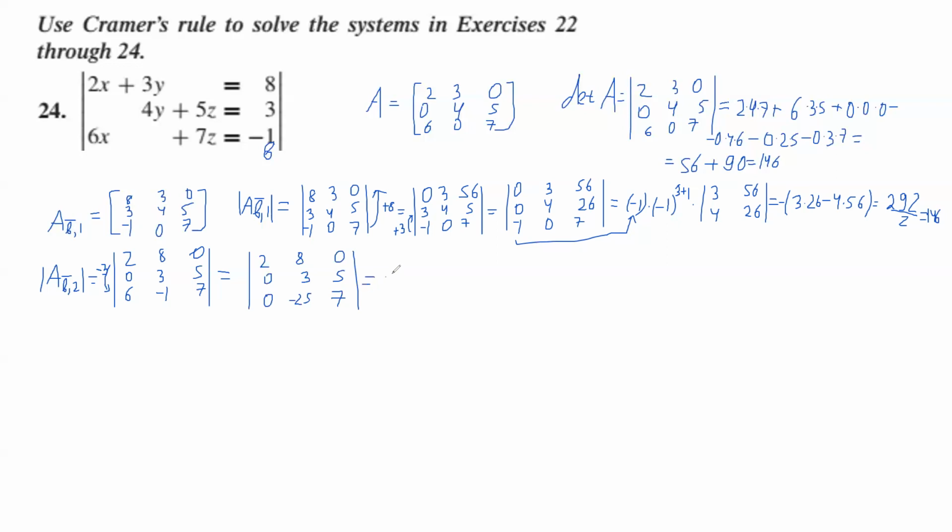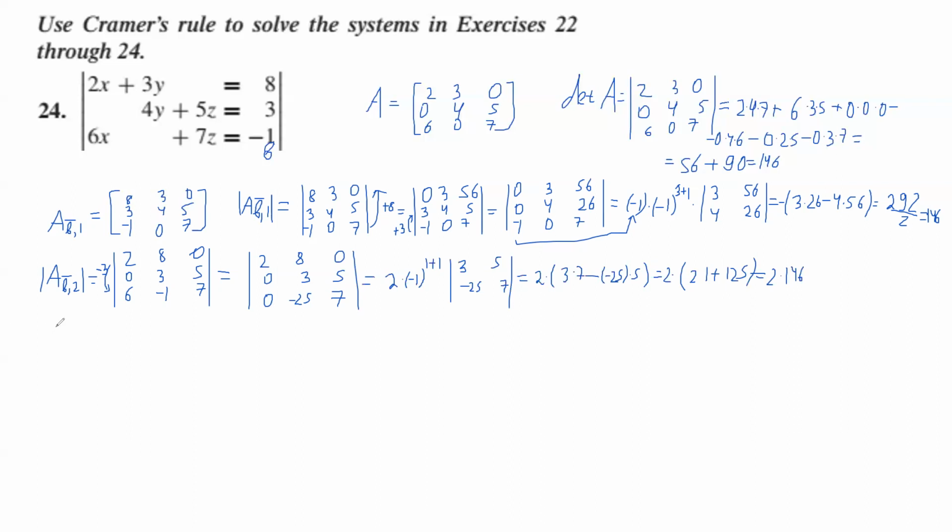So now I can use cofactors again. 2 times minus 1 to the power of the sum of row 1 and column 1, times the remaining determinant. Minus 1 to the power of 2 will be plus, so it will be 2 times, 3 times 7 minus 25 times 5. So it will be 2 times 21 plus 125. So it's 2 times 146.